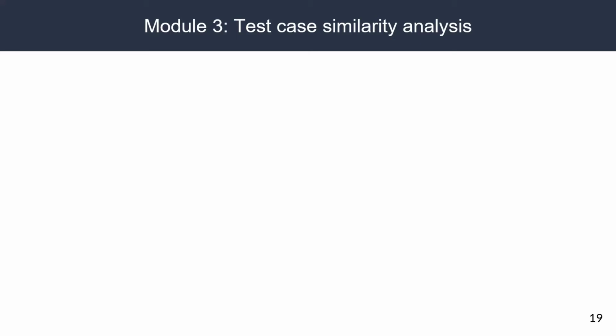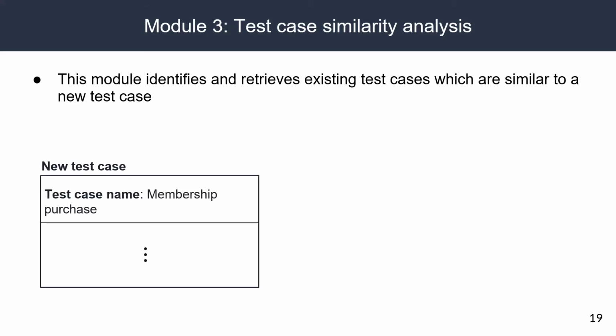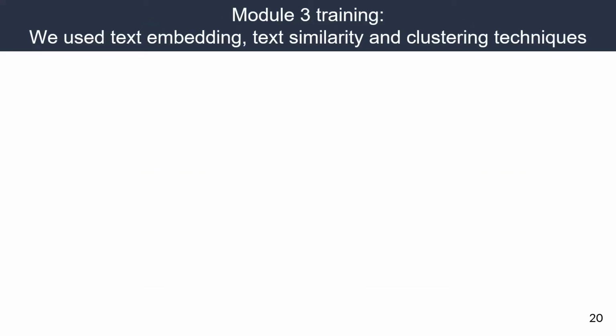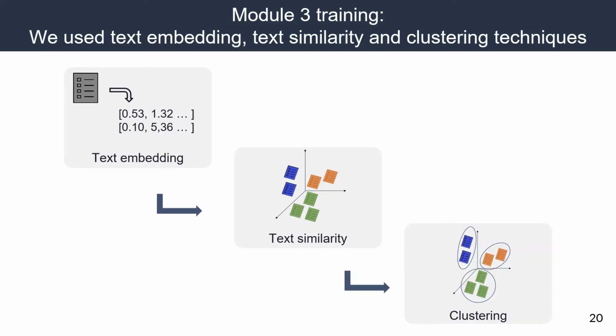And finally, the third module identifies and retrieves existing test cases which are similar to a new test case. For example, if you have a new test case which is about membership purchase, this module retrieves an existing test case about membership flow, which is very similar. Overall, we used different techniques for text embedding, combined with text similarity metrics and clustering techniques for this module.